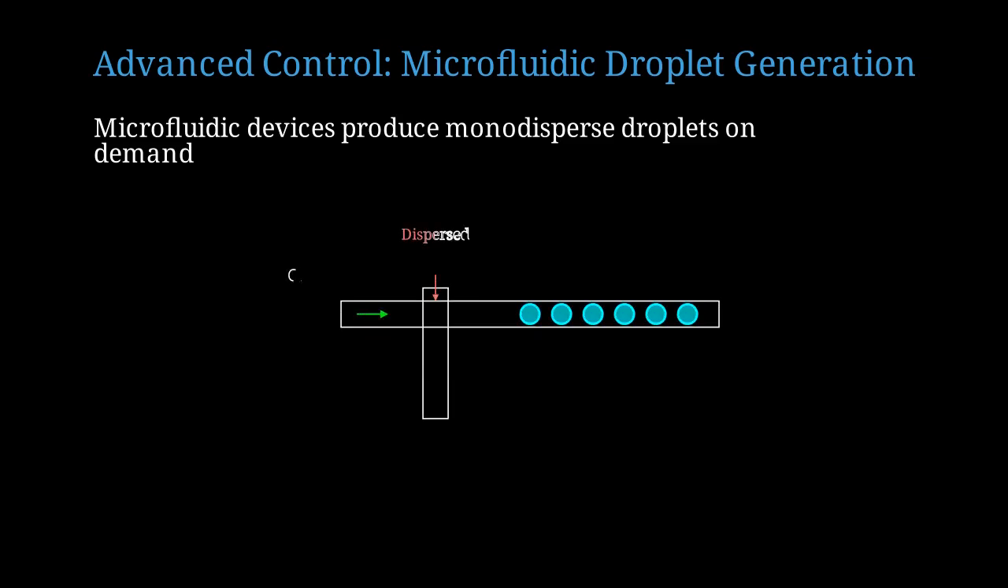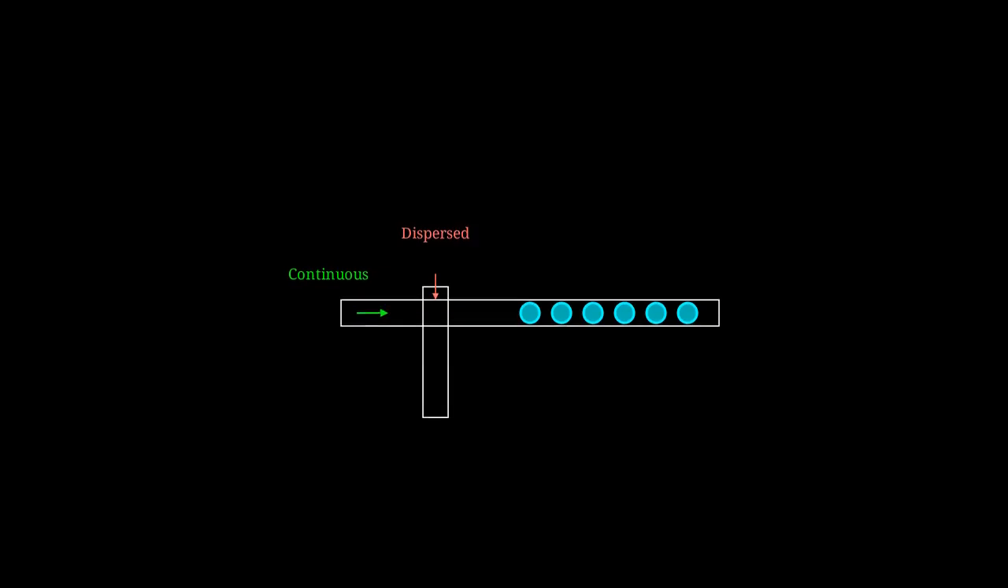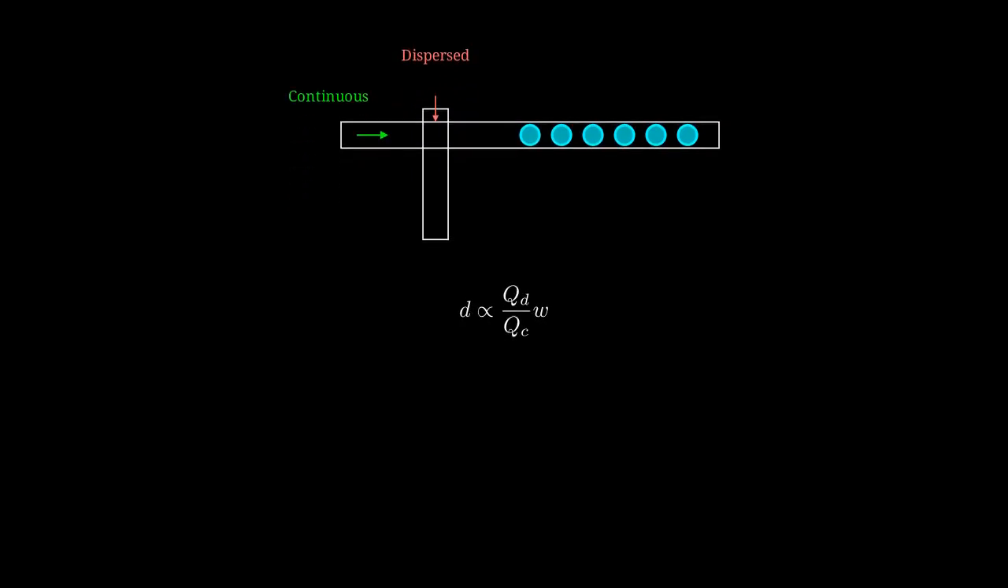This schematic shows a microfluidic T-junction. The red arrow indicates dispersed phase flow from above, the green arrow shows continuous phase flow from the left. At the junction, uniform droplets form and flow to the right, shown as cyan spheres. Droplet diameter, d, is proportional to the ratio of dispersed flow rate qd to continuous flow rate qc, multiplied by channel width w. This simple relationship allows precise diameter control through flow rates.